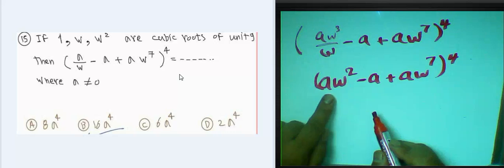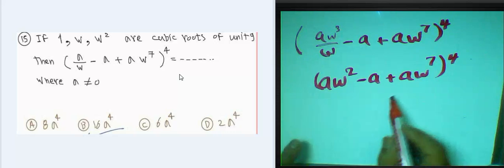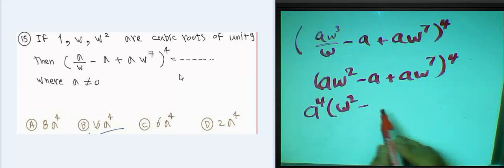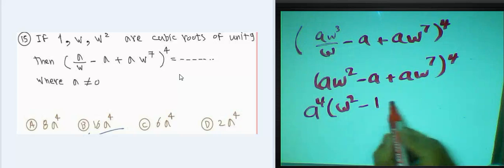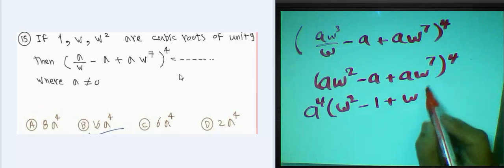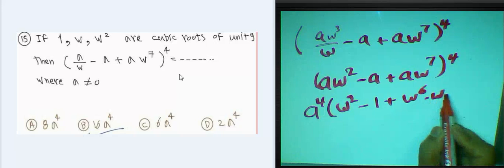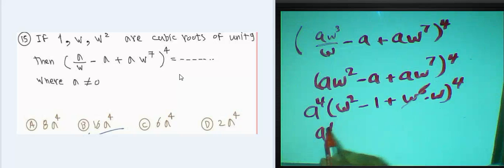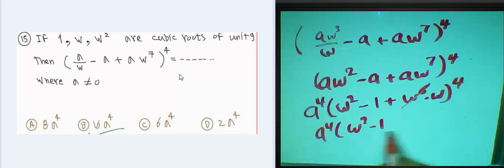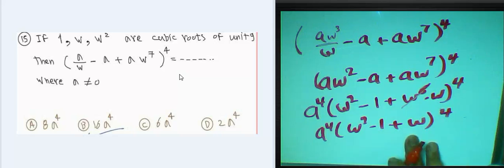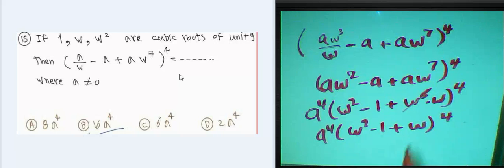We know a and a, so we can write a outside as a coefficient, all to the power 4. Then the result will be ω² minus 1 plus ω⁷. We can simplify ω⁷ because ω⁷ equals ω⁶ times ω, and ω⁶ equals 1. So it will be ω² minus 1 plus ω. We know ω² plus ω will be negative 1. Negative 1 plus negative 1 equals negative 2.